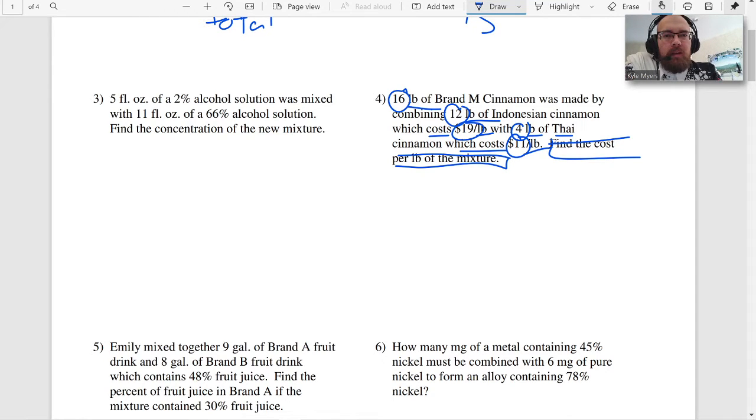We need the amount of Indonesian cinnamon. We need the amount that costs. Should be 12 times 19.